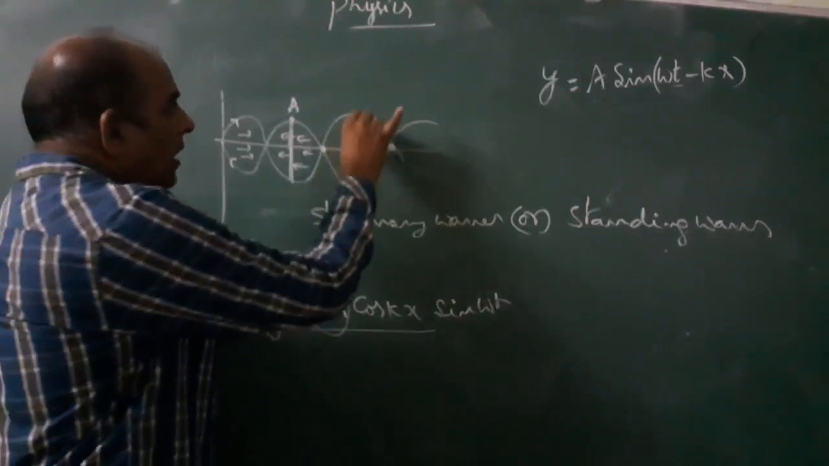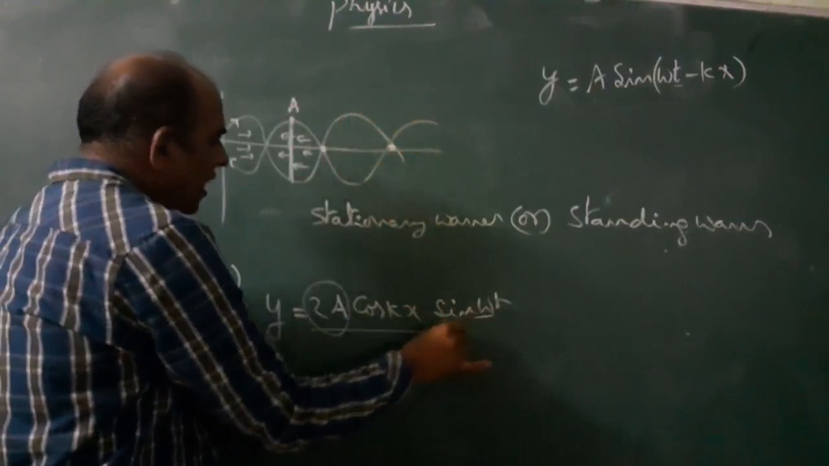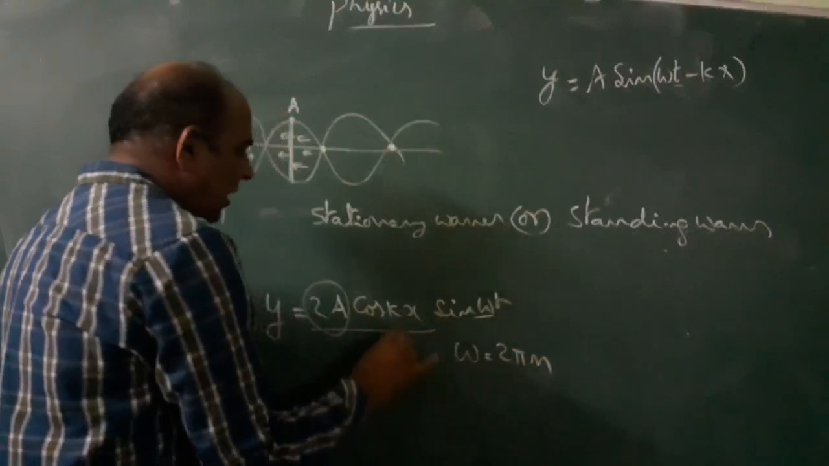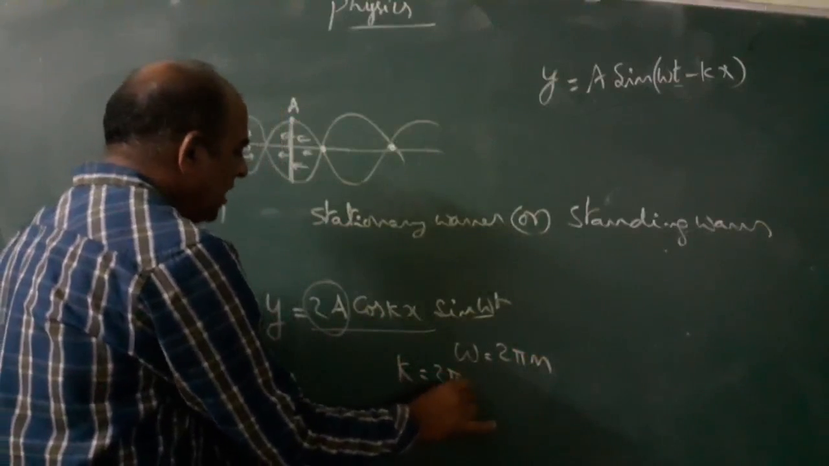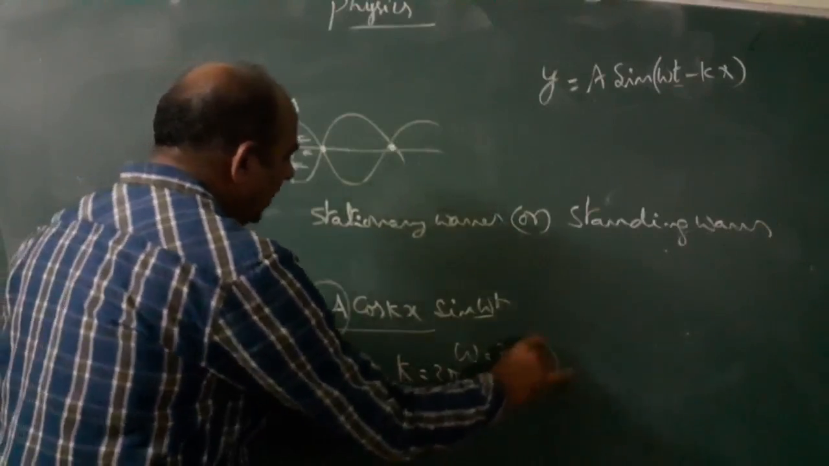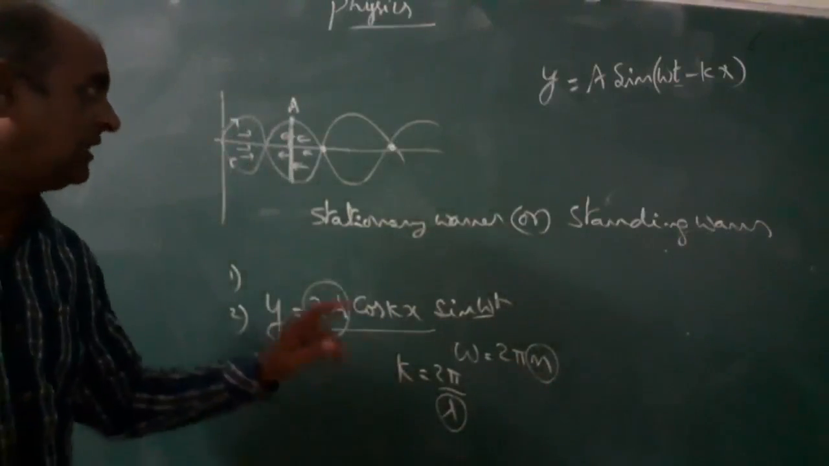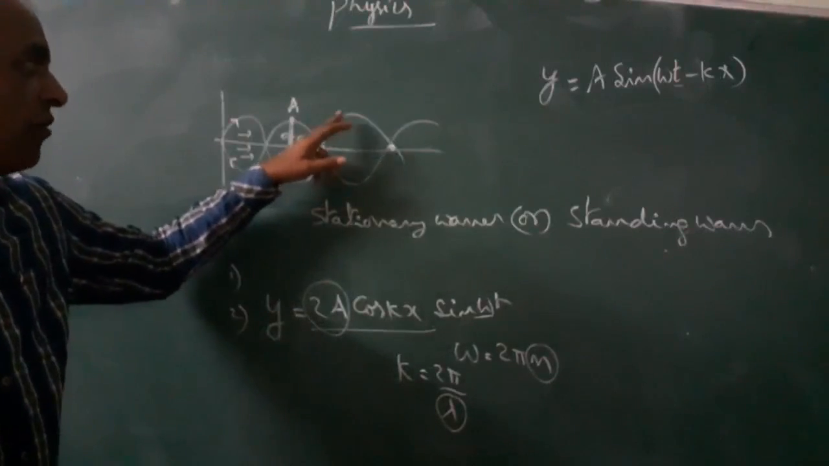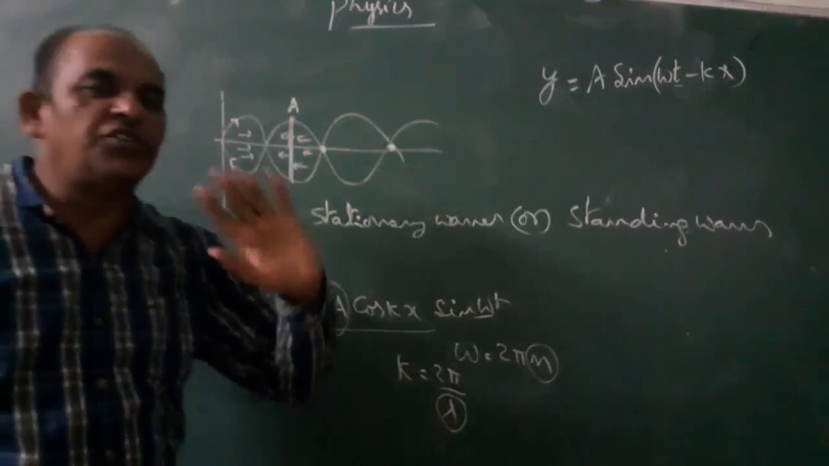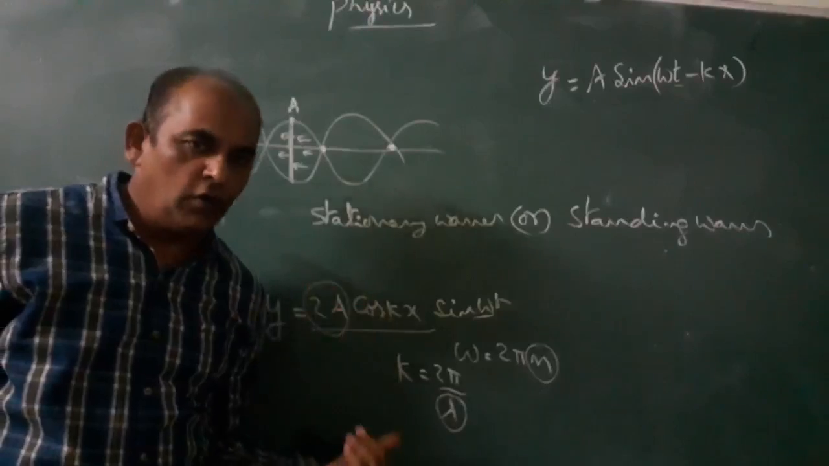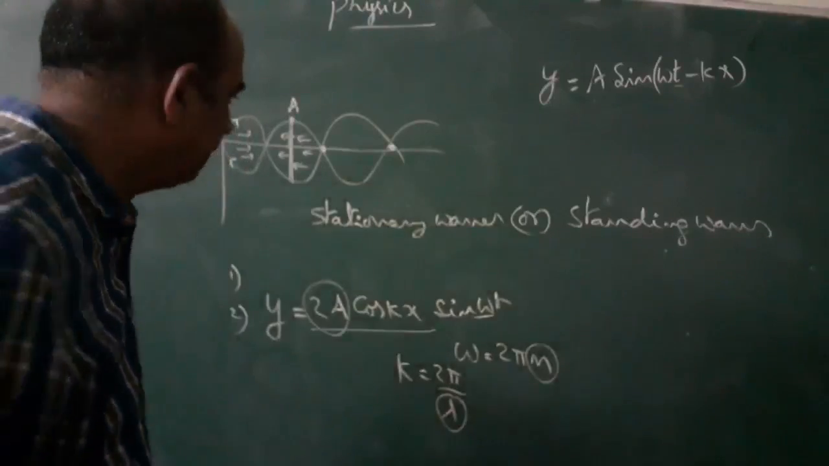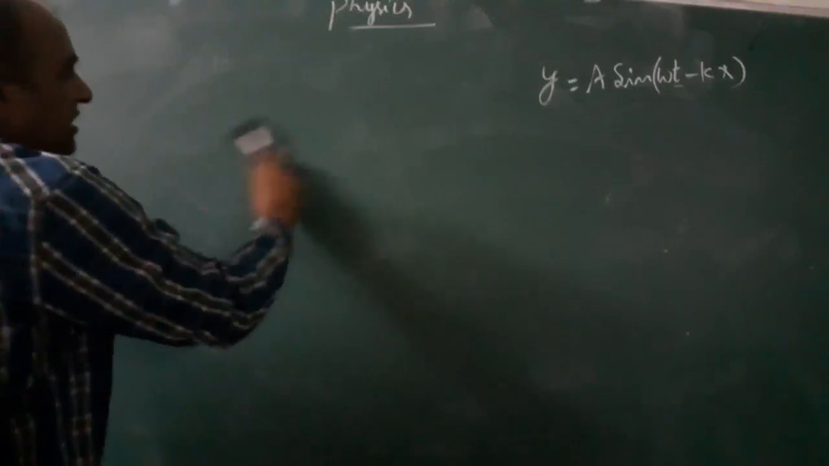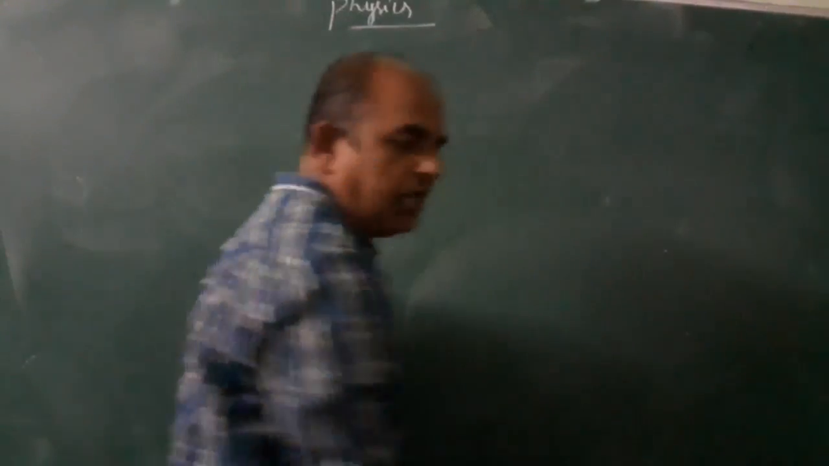And omega is equal to 2 pi n, and k is equal to 2 pi by lambda. Here lambda and n, the frequency and wavelength, are those of the corresponding progressive wave, because a stationary wave cannot have a wavelength or frequency. So this is the second topic, stationary wave.